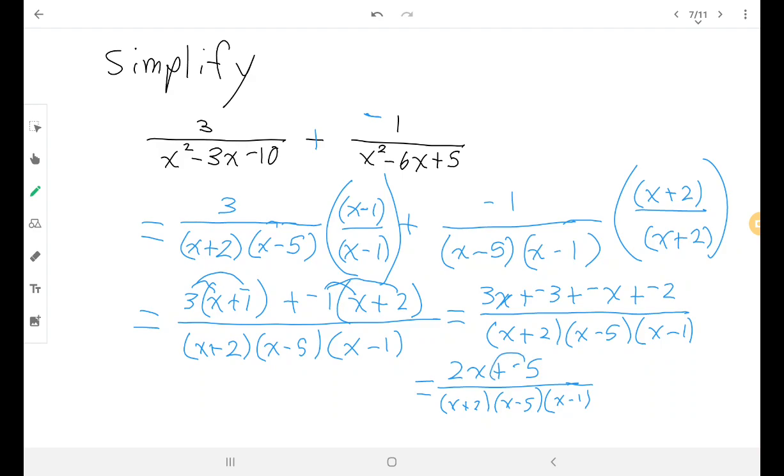And you could consider taking that plus negative 5 and making it minus 5, but still you wouldn't be able to cancel anything, right? Because to cancel you'd need exactly an x plus 2, or exactly an x minus 5, or exactly an x minus 1. And we're not going to be able to factor anything out of that to make that happen. So this is our most simplified answer, barring that you might make it 2x minus 5.